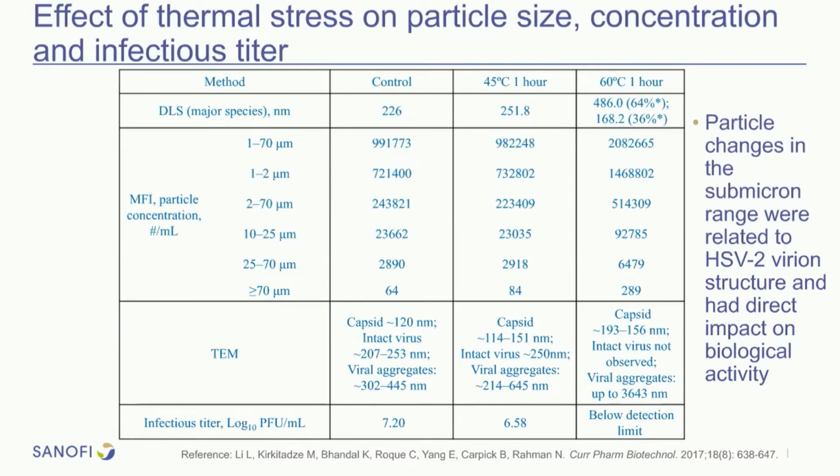Now, the next slide here is the effect of thermal stress on the particle size, concentration, and infectious titer. And so basically you see again the overlay of DLS results, and at 60 you can see that the hydrodynamic radius observed is quite large compared to the control and 45 degrees, and that was visible from the graph too.